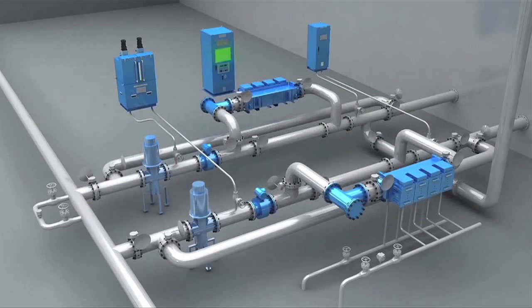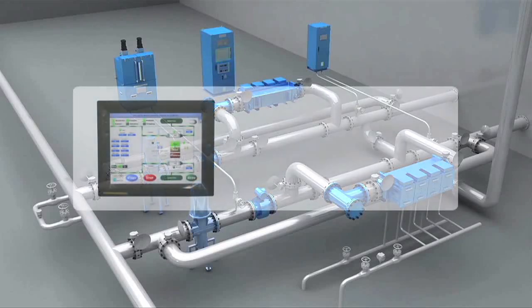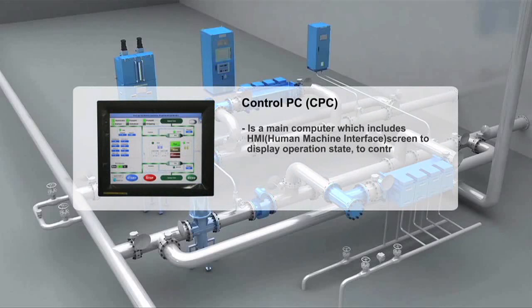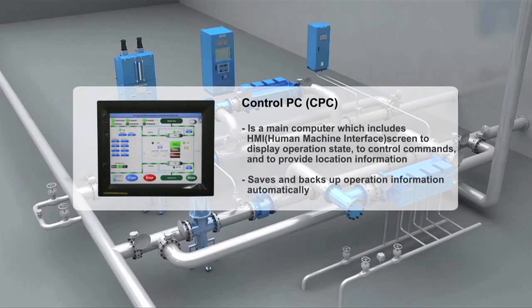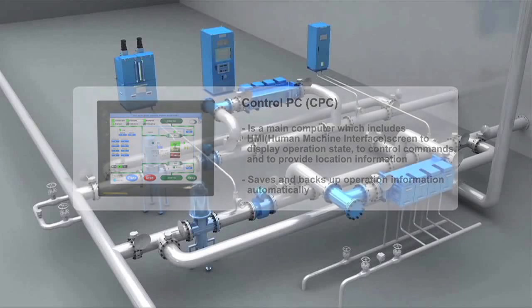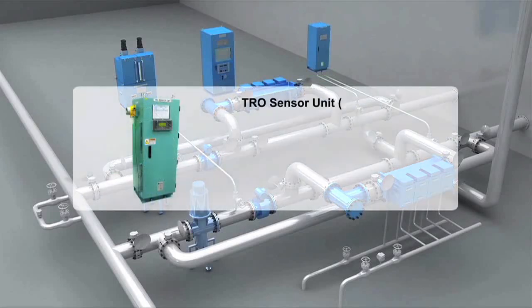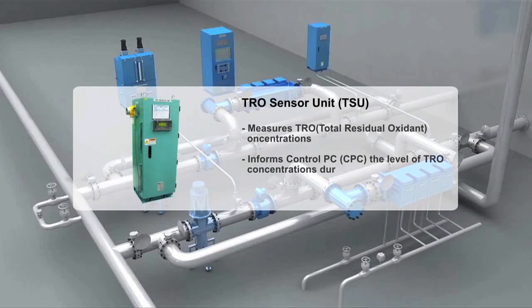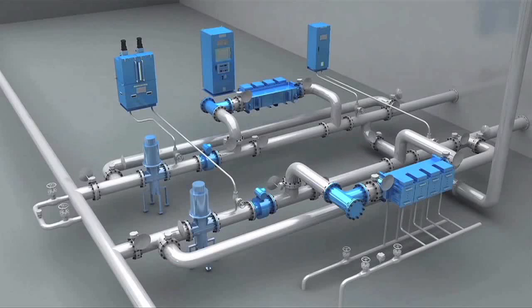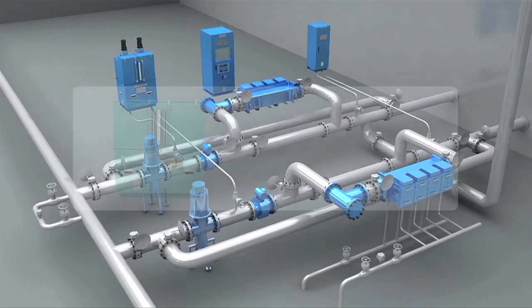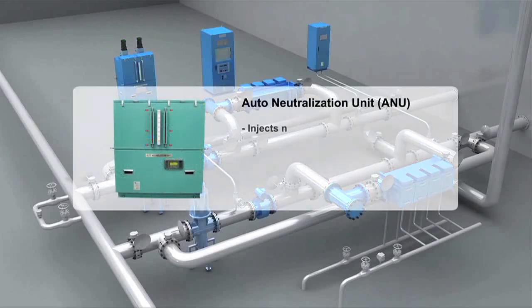Is a main computer which includes an HMI, human-machine interface, screen to display operation state, to control commands, and to provide location information. Saves and backs up operation information automatically. Measures TRO, total residual oxidant, concentrations. Informs the control PC, CPC, of the level of TRO concentrations during ballasting and deballasting operation. Injects neutralizing solution automatically to neutralize residual TRO prior to deballasting operation.